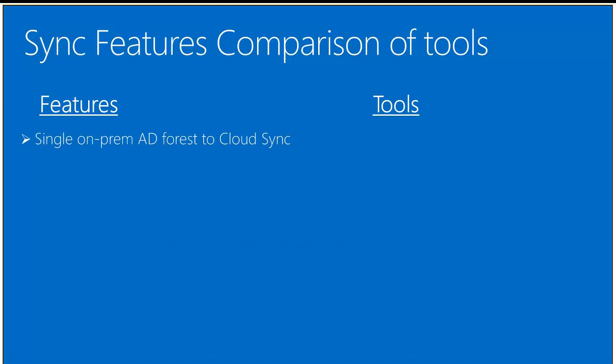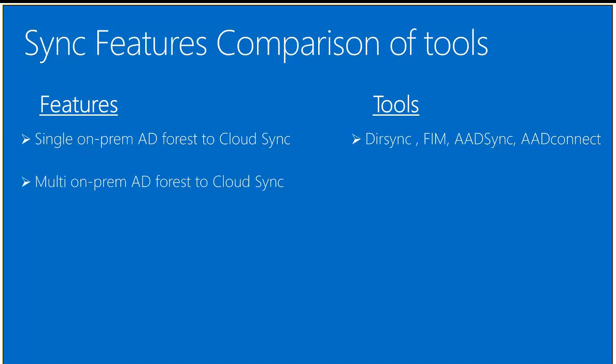So the synchronization feature comparison of the tools. As I mentioned, we have 3 different tools that can be used for the directory synchronization to happen: DirSync, Azure Active Directory Synchronization, and AD Connect. So what's the benefit of using any one of these? What if I have a single Active Directory forest and I want to synchronize to the cloud? You can use any of the tools: Directory Synchronization, the Forefront Identity Manager with the Active Directory Sync tool, the Azure Active Directory Sync, the Azure AD Connect. All of the tools will work in that case. What if I have multiple on-premise Active Directory forests and I want to synchronize them to the cloud? Then you can use the Azure Active Directory Sync, FIM, or the Azure AD Connect tool.